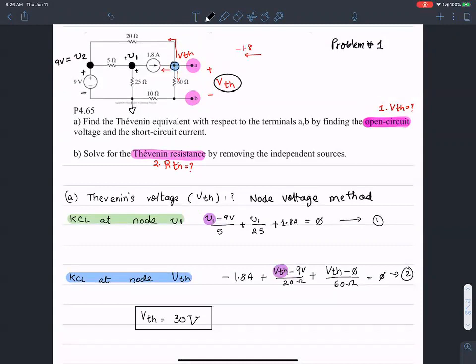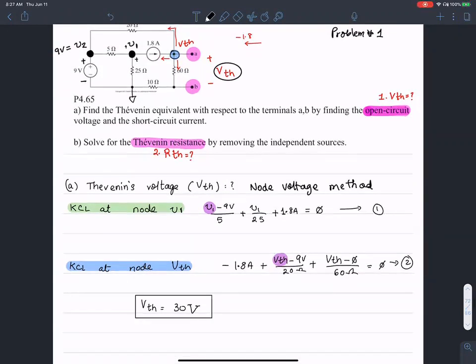And Professor, how did you get VTH equals 30 again? So it's just massaging this equation. Oh, it's basically making it all equal each other in a way. Yeah. Solving for VTH from this one, equation number 2. Got it. Thank you. Other questions, please?